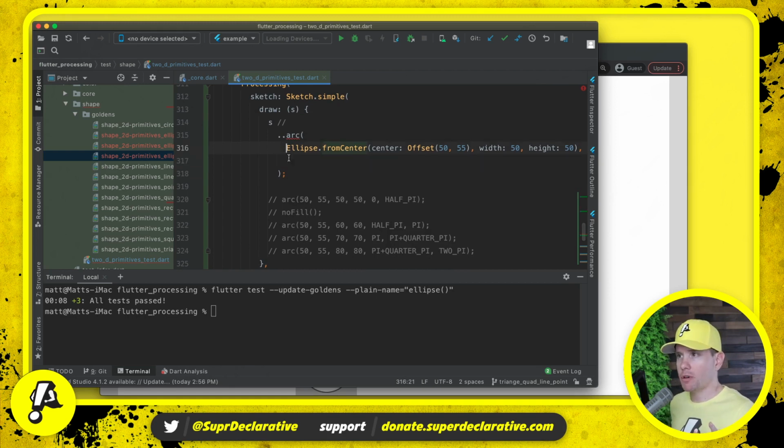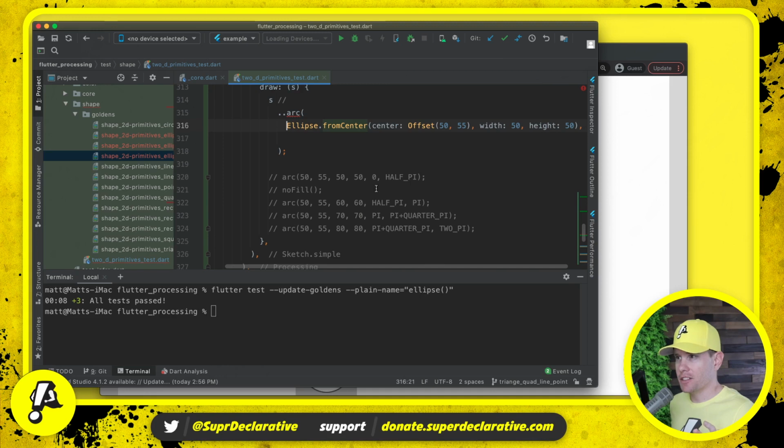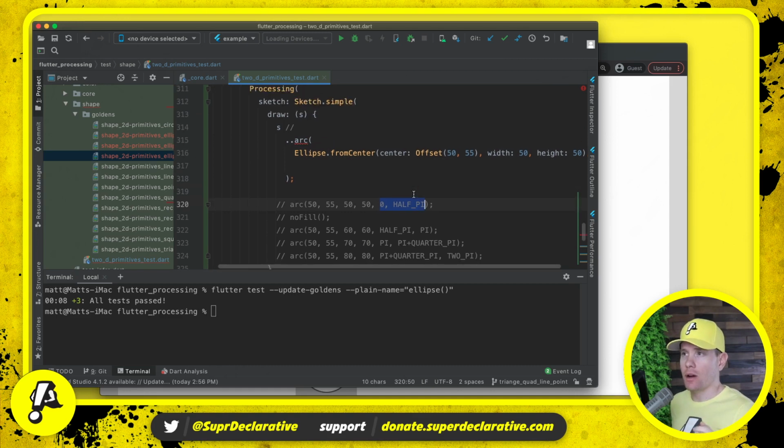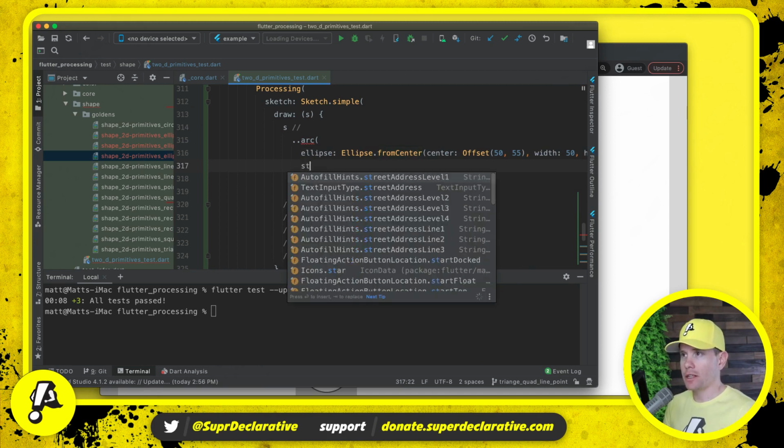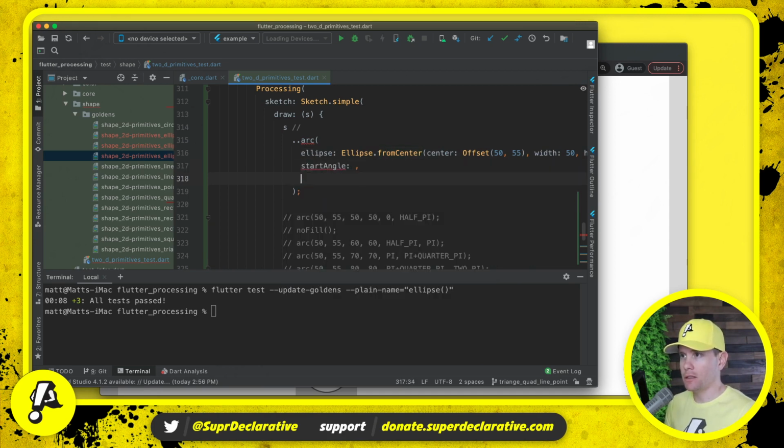We're going to go with named parameters here because the next 2 parameters are both doubles and they're both angles. So I want to make it really clear what they mean. Therefore, this first thing is just going to be called ellipse. Then we're going to say start angle. Then we're going to say end angle.